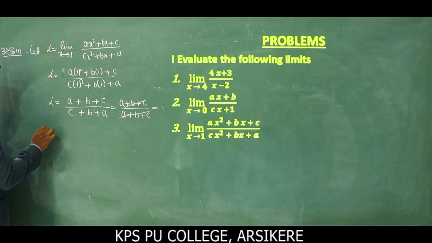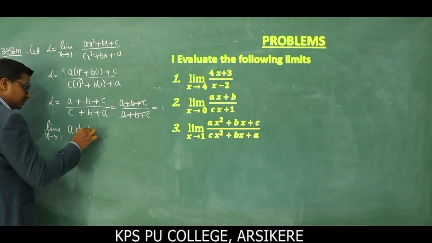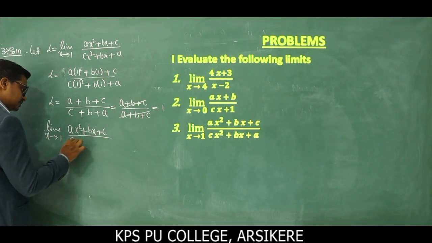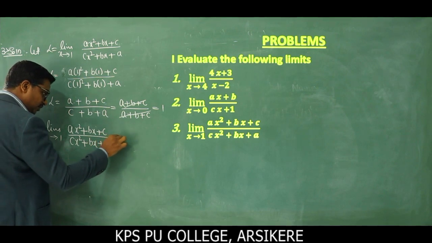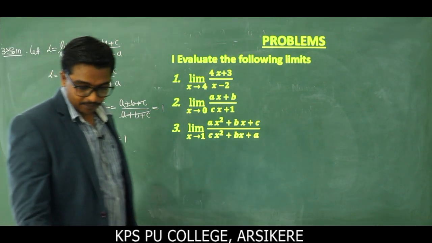Therefore, limit as x approaches 1 of the given function (ax square plus bx plus c) divided by (cx square plus bx plus a) is equal to 1. Understood, children? Okay. Next problem.